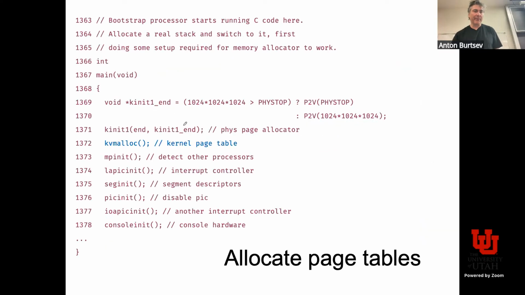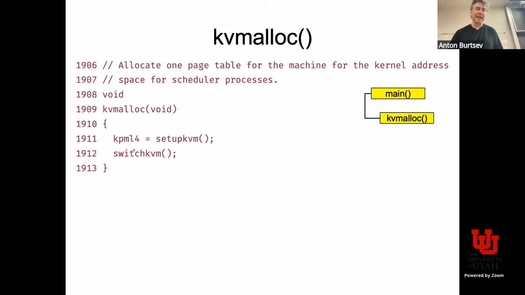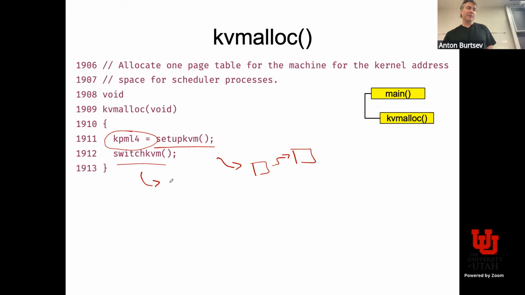Okay, sure. So we have this function. It stands for allocating kernel page table, or kernel virtual memory alloc, right? So, okay, let's look inside. Not surprisingly, setupkvm says, okay, I will set up the page table, which we just discussed, and I will return you a pointer to this page table, and we will remember it in a global variable, kpml4. Later on, we're going to switch to that page table by reloading the CR3 register. But let's first take a look at what's inside this setupkvm function.